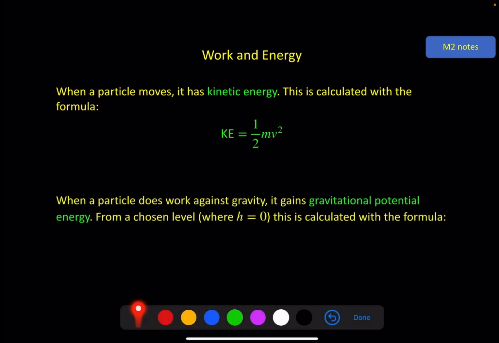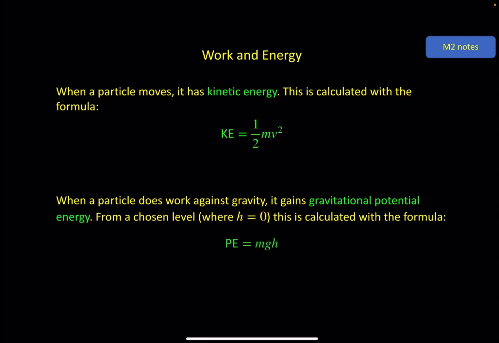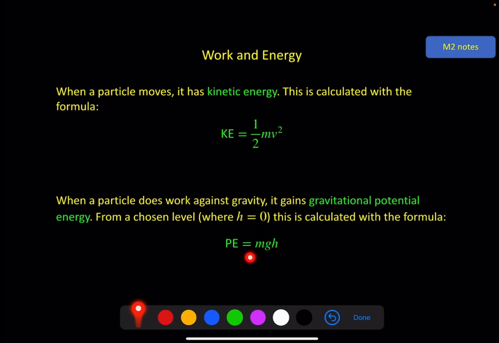When a particle does work against gravity, it gains gravitational potential energy from a chosen level, where h is equal to 0. You need to specify where that is. This is calculated with the formula that we've seen before, mgh. The work done against gravity, lifting an object up, gives it gravitational potential energy, so that when you drop it, that gets transferred into kinetic energy and it falls back down to the ground.